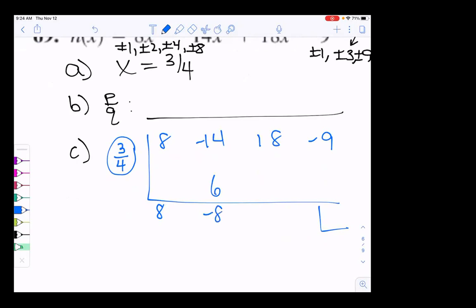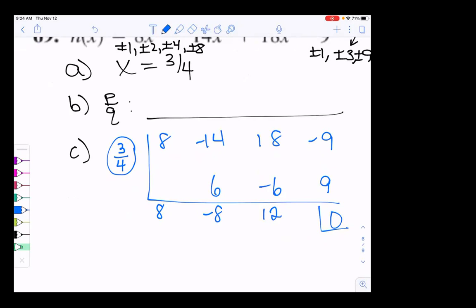3/4 times negative 8? 3/4 times 12. Remainder of? You get a different remainder. Remember, you did something wrong. It's okay to have a fraction up there. We're allowed to have a fraction.